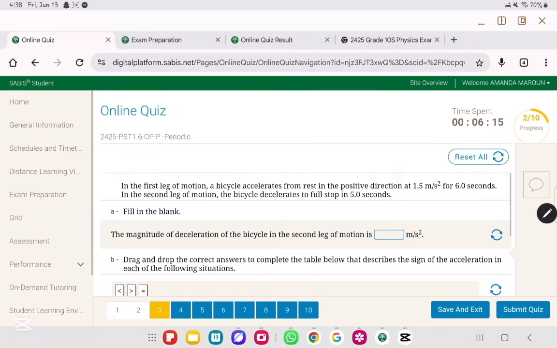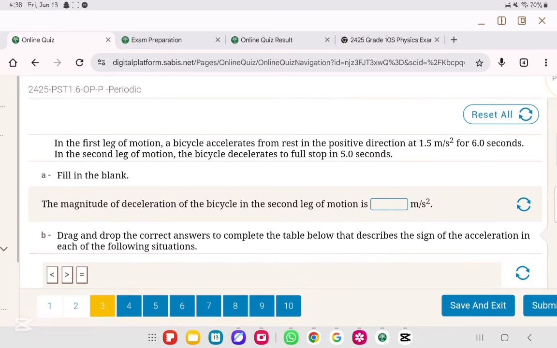We move on to question number 3. In the first leg of motion, a bicycle accelerates from rest in the positive direction at 1.5 meters per second squared for 6 seconds. In the second leg of motion, the bicycle decelerates to full stop in 5 seconds. So look how this works. We have 2 legs of motion.